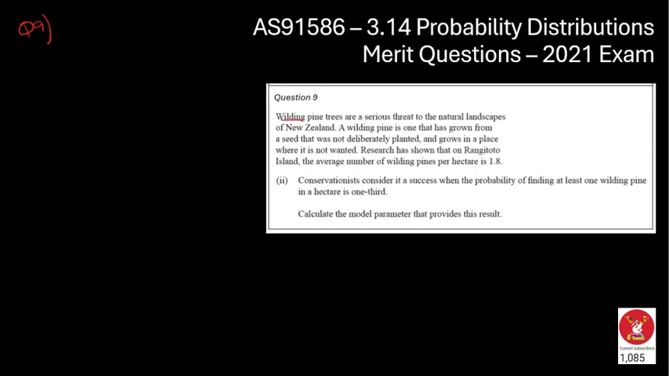So we've got wilding pine trees, hopefully I'm saying that right, are a serious threat to natural landscapes. Basically there's stuff that's not deliberately planted, and it shows that on Rangitoto Island the average number of wilding pine trees is 1.8. Because we're dealing with an average, we've got the words per hectare here, so that's a huge giveaway of something to do with a Poisson distribution. A conservationist considers it a success when the probability of finding at least one wilding pine tree in a hectare is 1/3. So that means the probability of there being at least one is equal to 1/3.